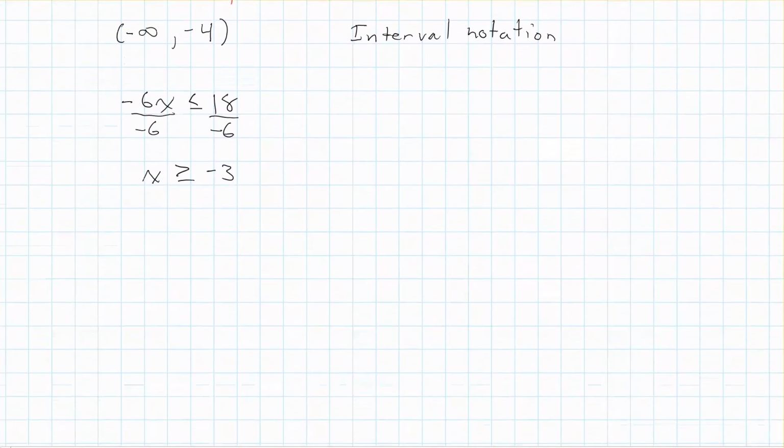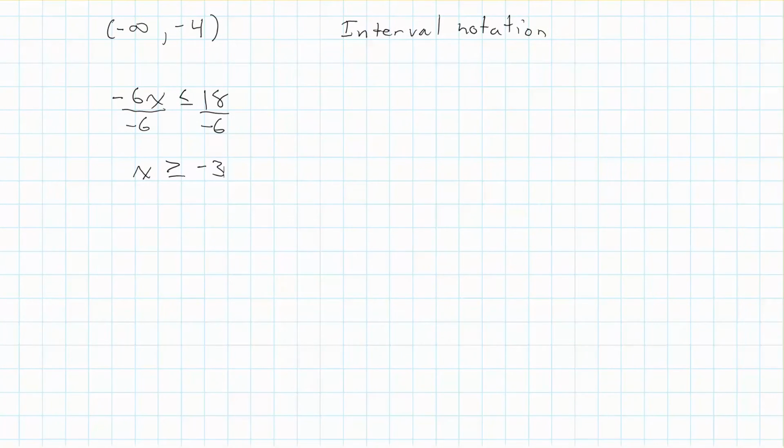Now, we could graph this one as well. And if we graph this one, just have a number line here. And I'll put this as negative 3. Now, it's greater than or equal, so I put a solid dot there. And then I would shade to the right since it's greater than or equal. So that'd be a graph of my solution.